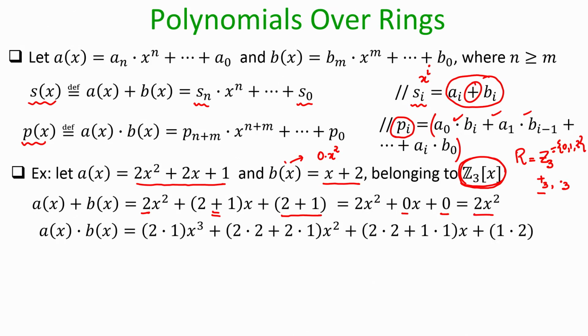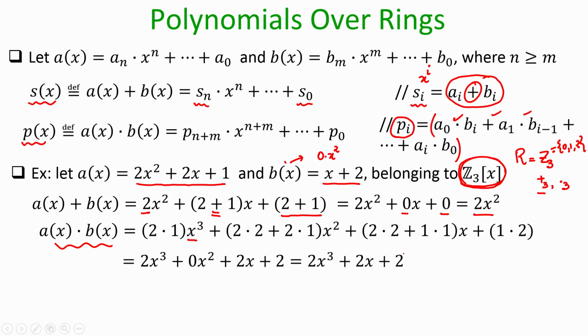Whereas, if I multiply these two polynomials, then there will be an x cube coefficient. This polynomial A of x is of degree 2 and B of x is a polynomial of degree 1. So, the resultant product polynomial will have degree 3 at most. So, the coefficients of various powers will be this. Now, 2 times 1, and multiplication here is multiplication modulo 3.